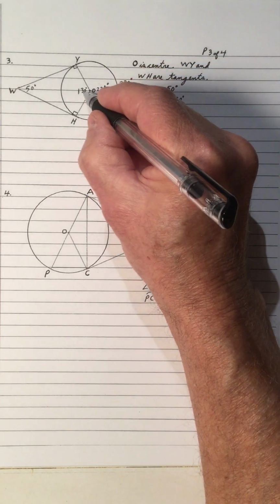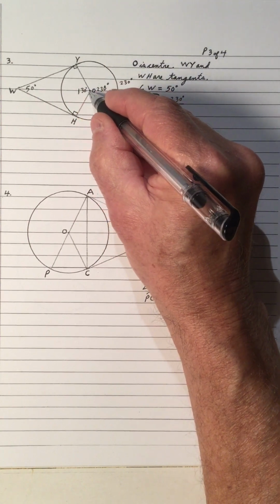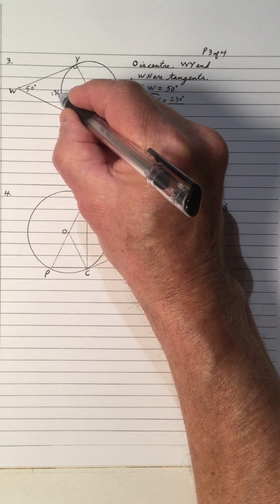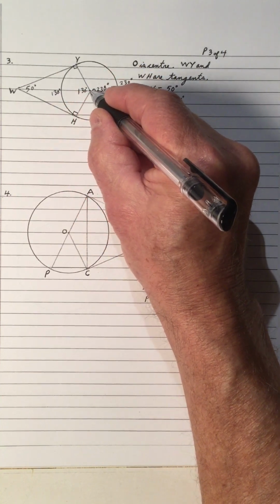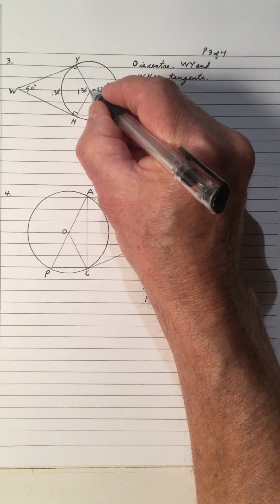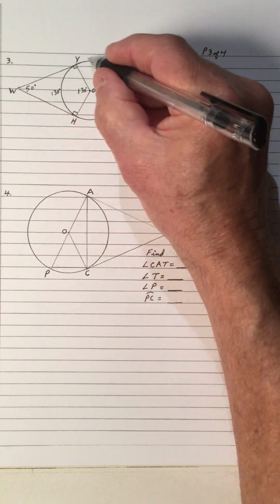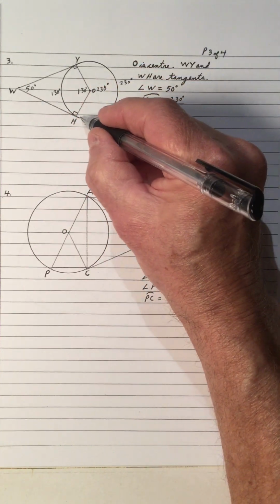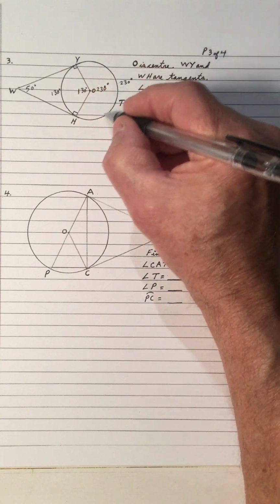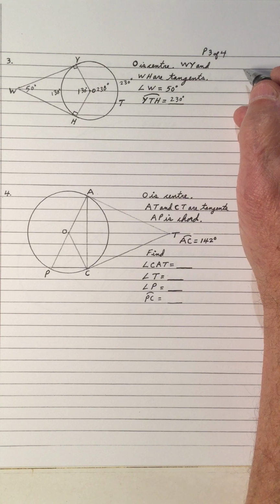Another way, which is similar: if this angle is 130, that means this arc right here is 130, because the central angle, made up of two radii and the center of the circle, intercepts the arc of 130. So this arc out here, the whole circle is 360. So 360 minus 130 gives you 230.